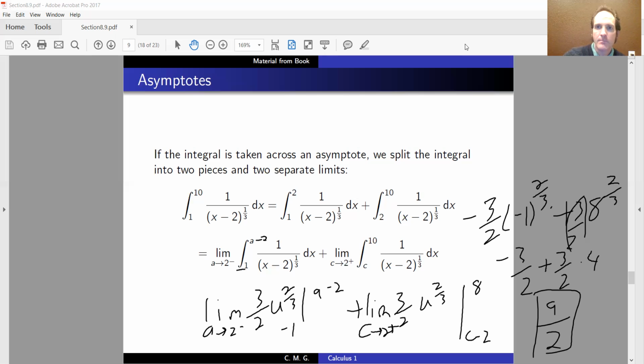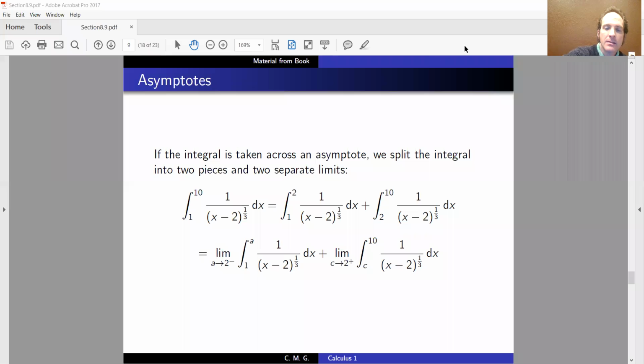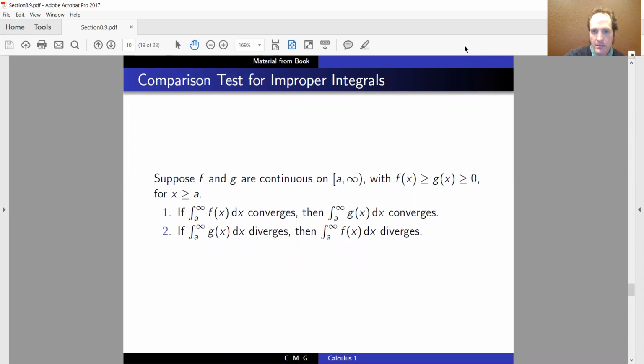All right. So really the integration is just about the limits. So you do these limits in there. And finally, we have an idea of a comparison.